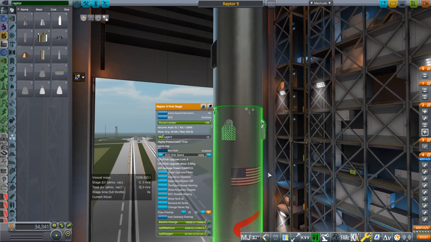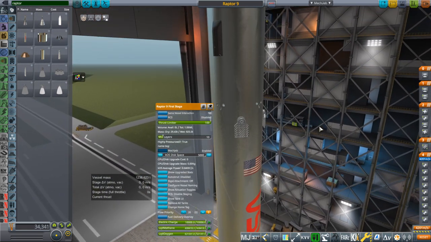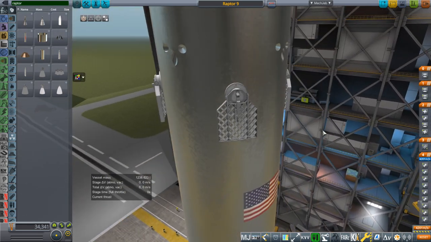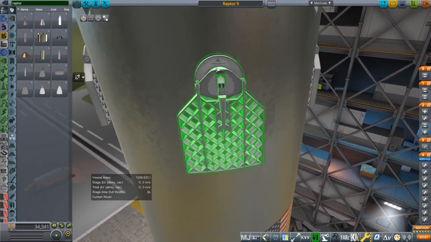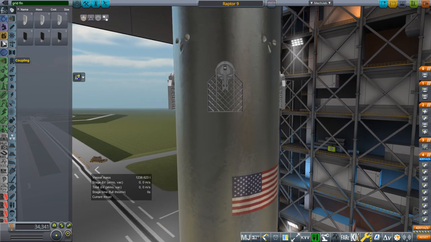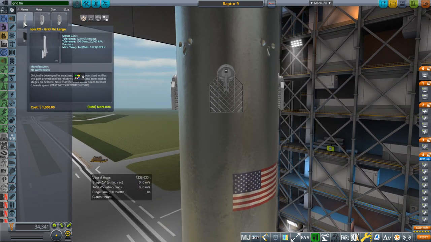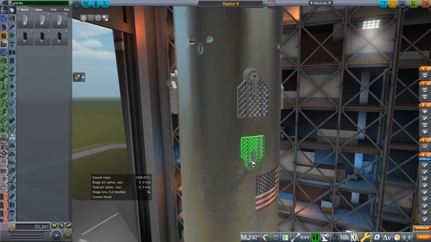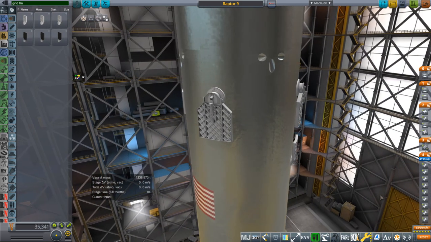I did remove the decoupler from the first stage. Grid fins, yeah, my fault. Apparently the wrong way around. To be fair to the modder, if you zoomed in really close, it does say this end up. So the reason I put it the way I did is because of the way it's here. You see, they're like that, and when you pull them out, they're like that. So I just pulled it out of the part menu the way it is.